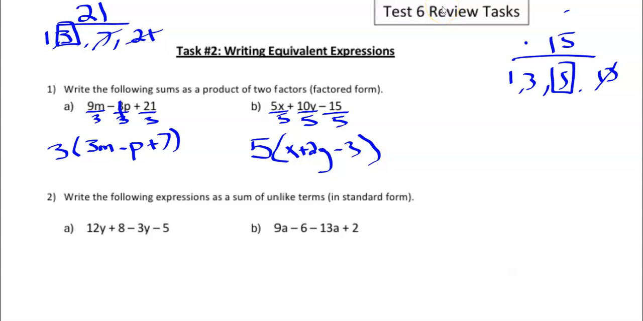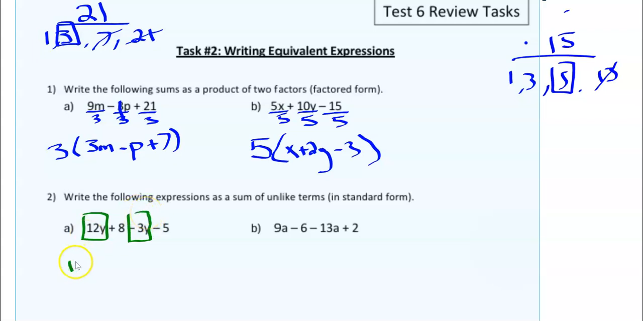For question number 2, we want to write the following expression as a sum of unlike terms, aka in standard form. In standard form because we want to simplify them. So let's go ahead and simplify it by first, step 1, combining the like terms. Alright, in this case, we have 12y, and another term that also has a y attached to it is 3y. So when I do 12y minus 3y, that gives us 9y.